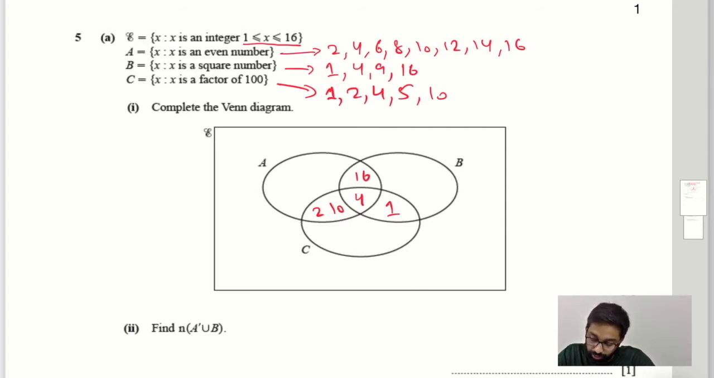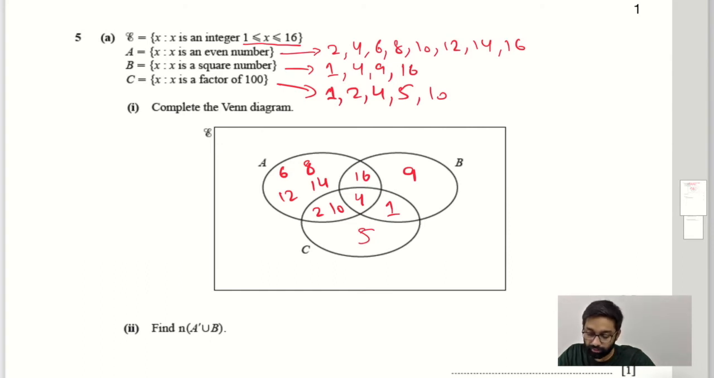For A, the only numbers that are left start from 6, and then 8, then 12, and then I think 14. Yeah, there are 4 numbers in A. Now let's talk about B. B only has 4 numbers in total. The only one that is left not written inside the circle is 9. So I write 9 over there. C has in total 5 numbers, but the only one that is not written inside C and is not common between any other circles is 5. So I write 5 over there.